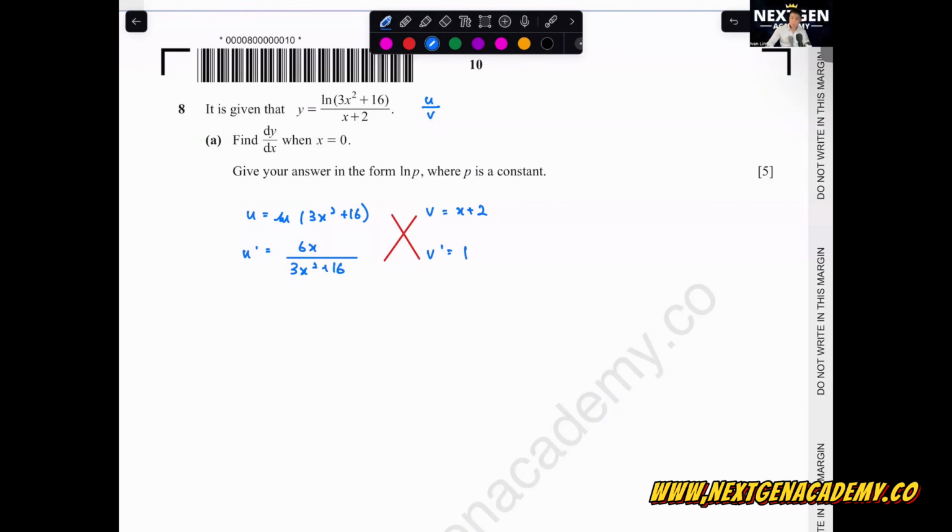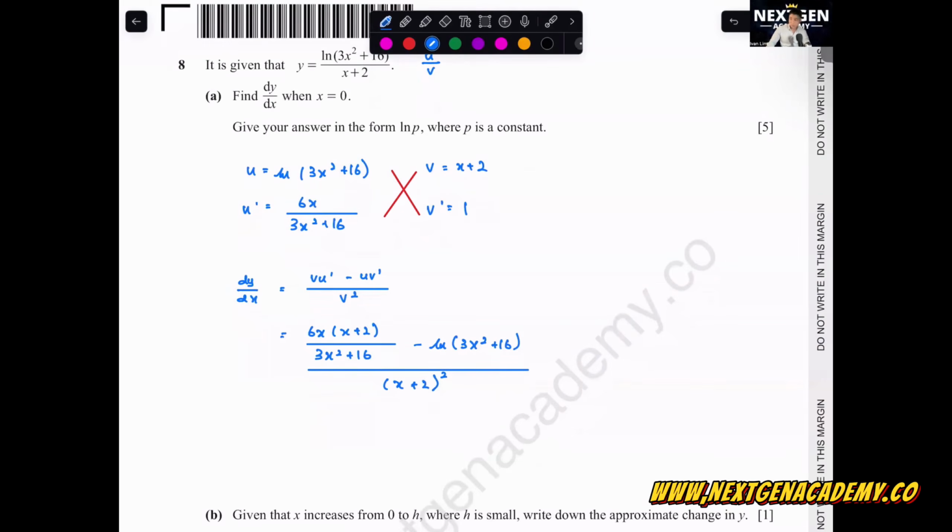Okay, cross like this. dy over dx, what's the formula? (v u prime minus u v prime) over v squared. v u prime, we will get (x + 2) times 6x. Okay, maybe you just straight write like that: 6x times (x + 2) over (3x² + 16), minus u v prime, ln(3x² + 16), over v squared, (x + 2) squared. Don't need to simplify because they are not asking you to write in a certain form. They want you to find the dy over dx when x is 0. So don't go and simplify further already. Just straight away substitute x equals 0.